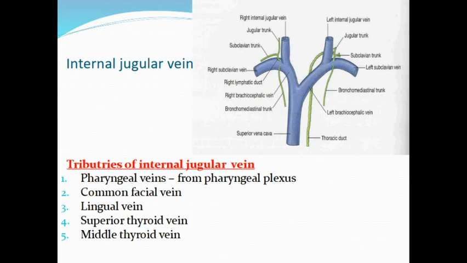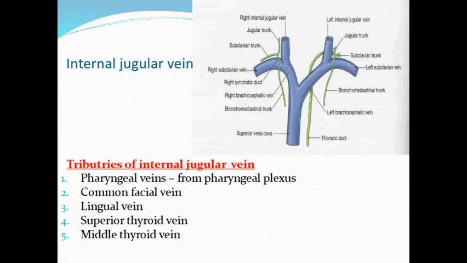Now we'll see the tributaries of the internal jugular vein. In the diagram you can see the internal jugular vein. The tributaries are the pharyngeal vein from the pharyngeal plexus, common facial vein, lingual vein, superior thyroid vein and middle thyroid vein.